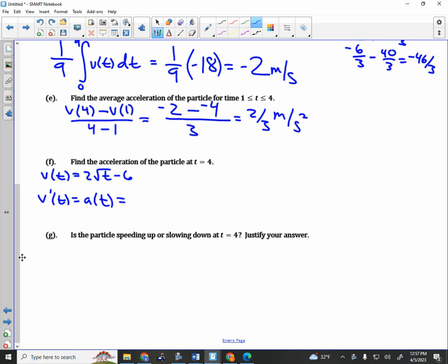Five, four, three, two, one. What do you have to do in order to find the acceleration? Derivative. Notice they have a nice function to find the derivative of. What is the derivative of 2 roots of x? 1 over the root of x, or 1 over the root of t. And what's the derivative of -6? 0, right? So if we want to find the acceleration at that time, a of 4 is equal to 1 over the root of 4, which is 1/2 meters per second squared.